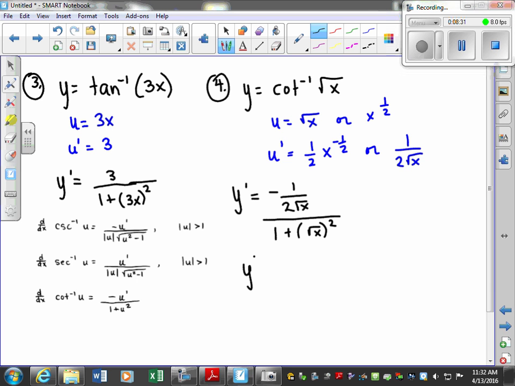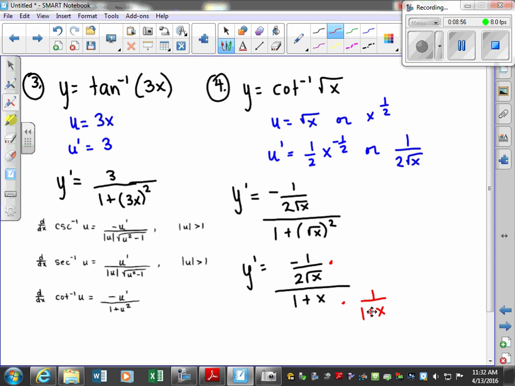I know it's going to be to simplify our denominator. I'm just going to bring this down. And our denominator is just going to be 1 plus, what would that be? What's the square root squared? Just x. 1 plus x. Okay, so if I multiplied this denominator by the reciprocal, that would be 1 over 1 plus x, right?